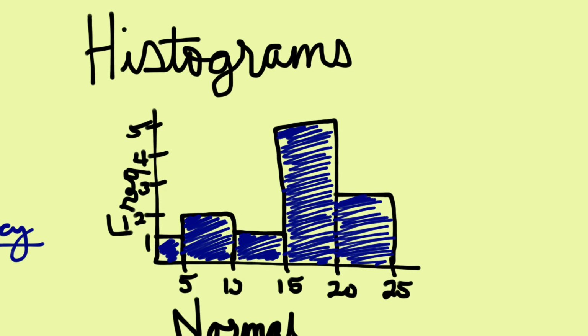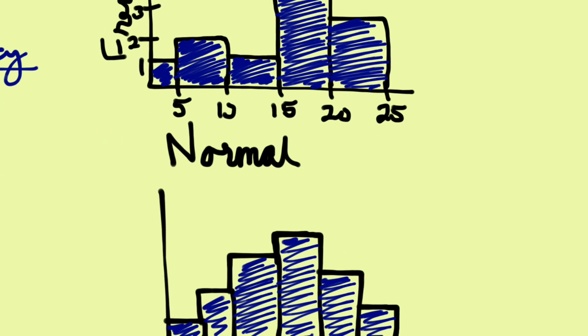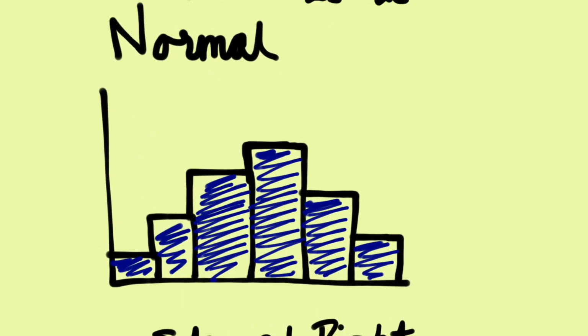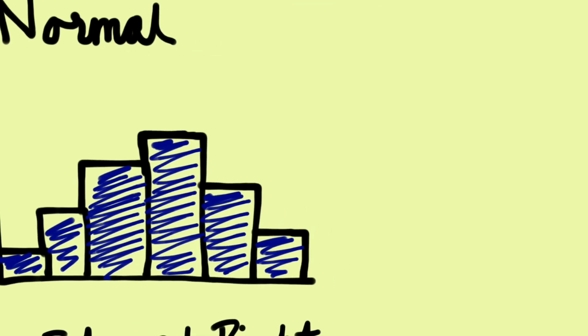In the class of 5 to 10, it looks like there were 2 data units. Let's say for 15 to 20, it looks like there were close to 5 units. Okay? So a histogram is basically a bar graph that represents a frequency distribution. There are different types of histograms. There's a normal distribution. If it's normal, that means the graph will resemble somewhat of a bell curve. It's not always going to be a perfect bell, but it will closely resemble one.